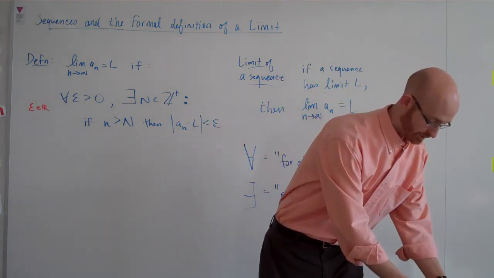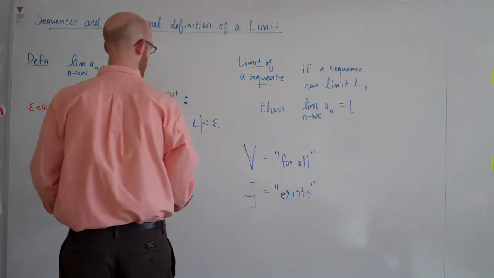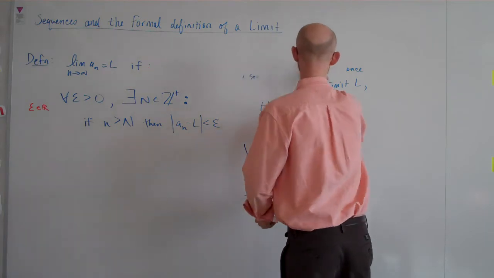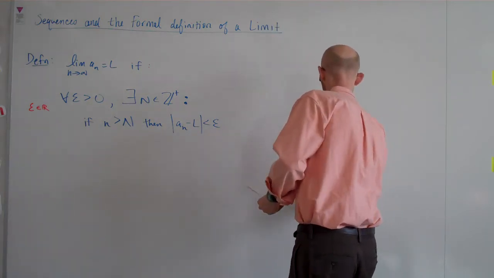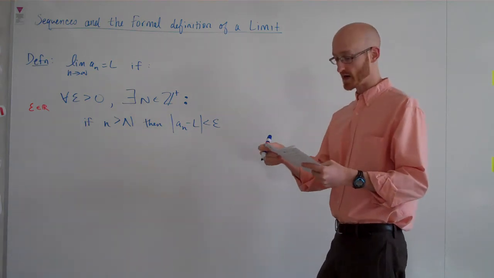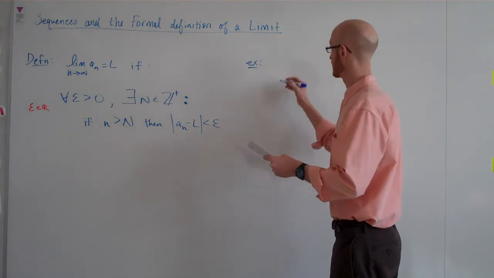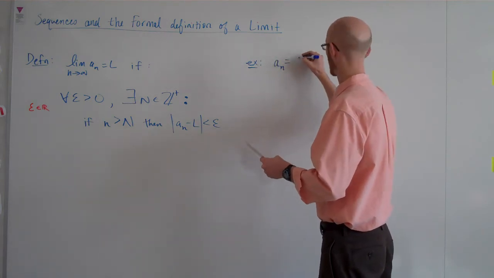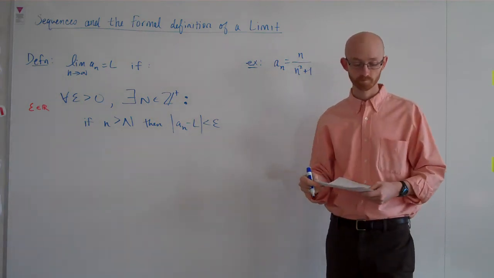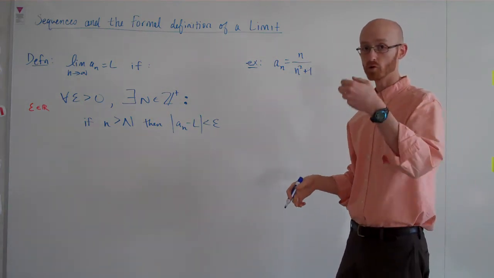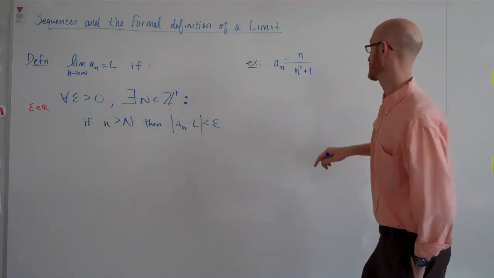Okay, that probably isn't totally clear. So we're going to do an example. But remember, just think of it as a game. You're provided with an epsilon, and your goal is to, no matter what that epsilon is, show that person that you can produce a proper n value that will get them within epsilon of the proposed limit. So let's look at this sequence.